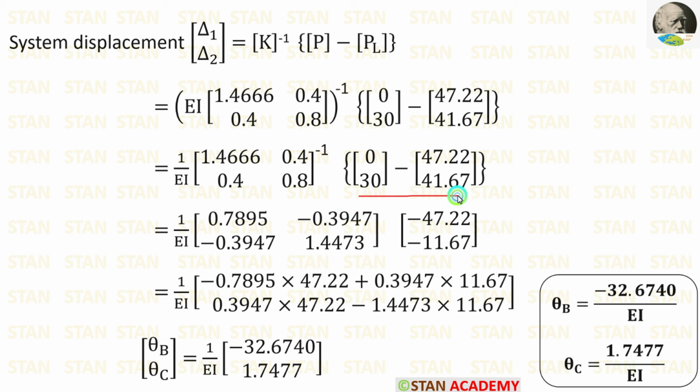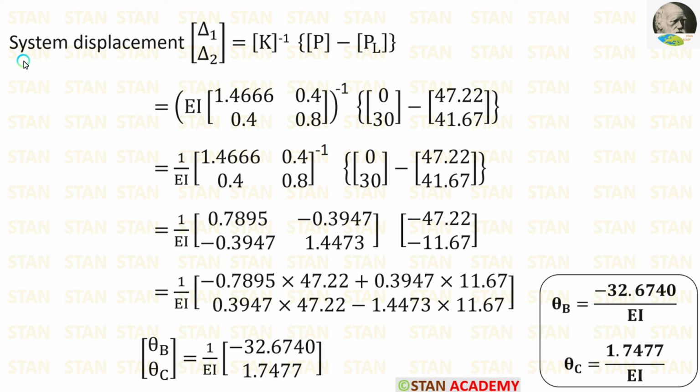We can add both of these matrices. 0 minus 47.22, we will get minus 47.22. 30 minus 41.67, we get minus 11.67. Then we can multiply these two matrices. We have to multiply the rows with the columns. First this row with the column, then this row with the column. You can see the multiplication here. Finally, we are getting the answers.